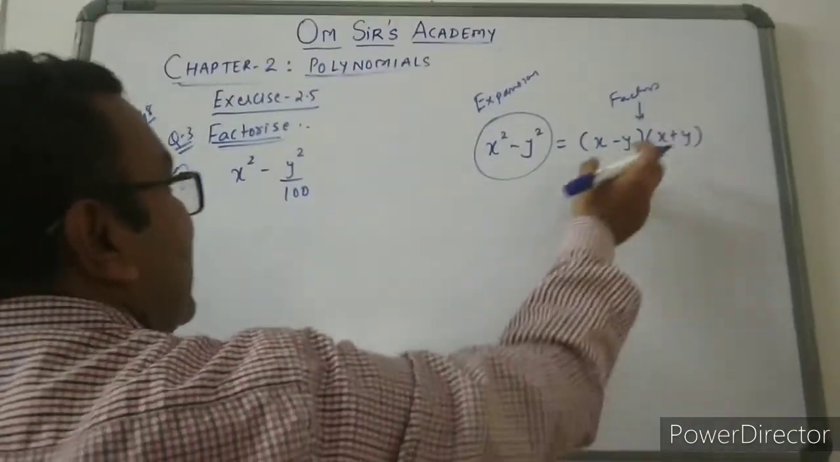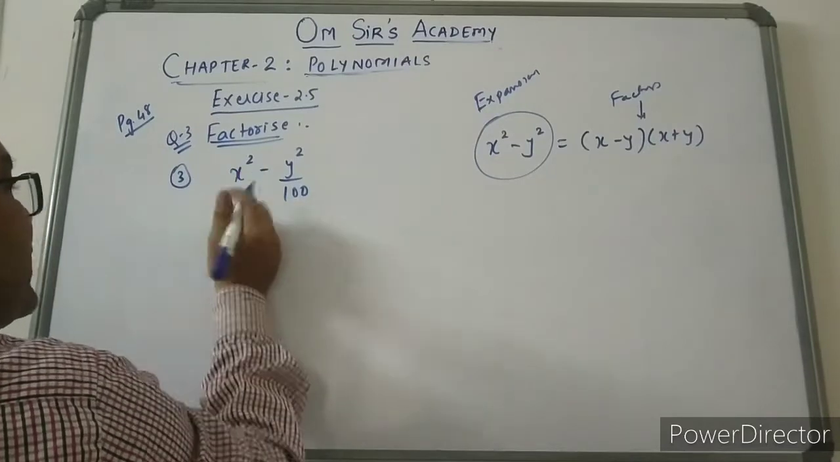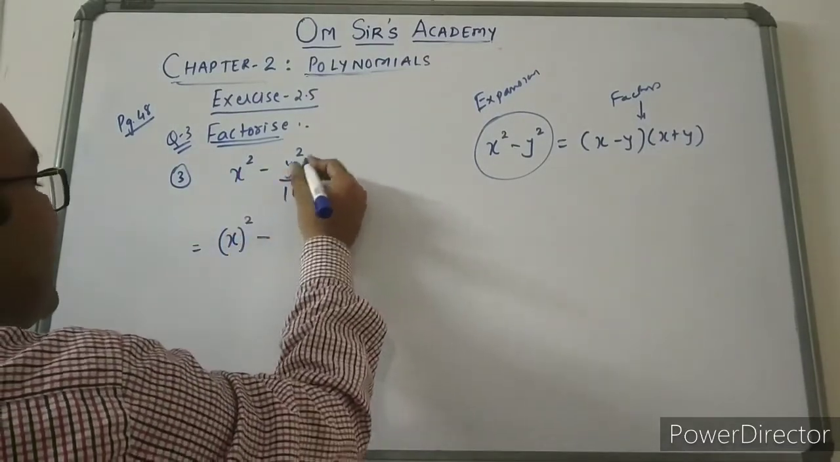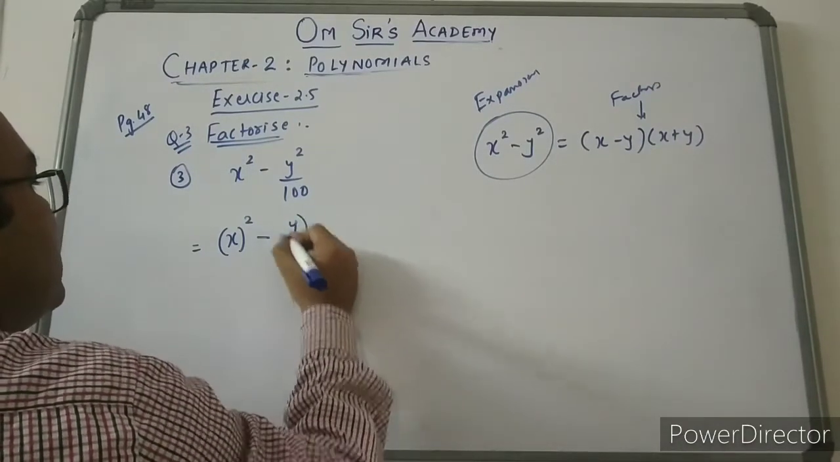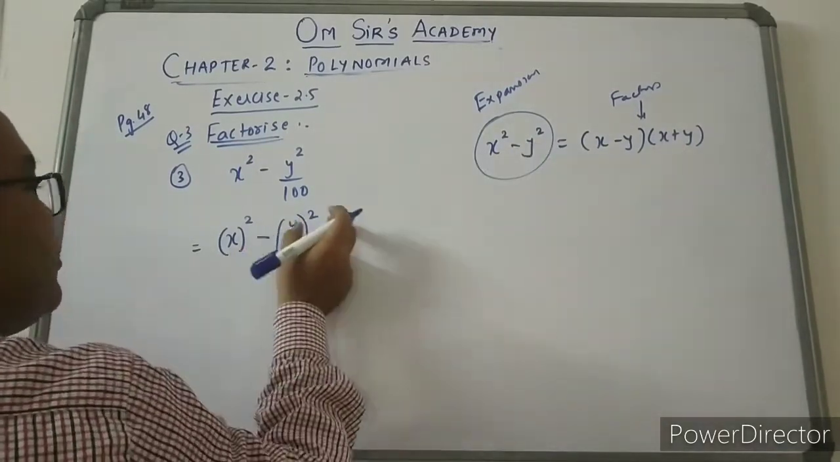Okay, so my answer will be in this form only. So this is the expansion of which? x square, so it is equal to x the whole square minus y square upon 100, which is the perfect square of what? y upon 10 the whole square. Okay, so now this is in this form, x square minus y square.